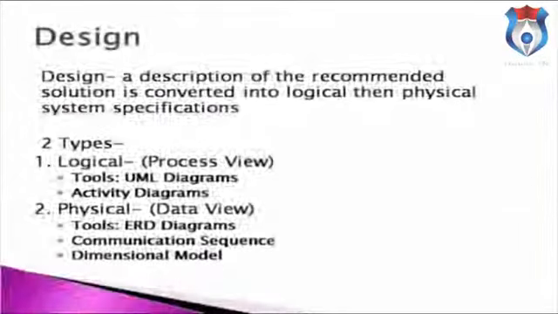The third step of the SDLC is design. Design is a description of the recommended solution and is converted into logical, then physical system specifications. There are 2 steps to the design process: the logical and the physical design. The logical contains the process view, meaning UML diagrams and activity diagrams. In the data view, or the physical design, we're going to use ERD diagrams, communication sequences, and dimensional models.